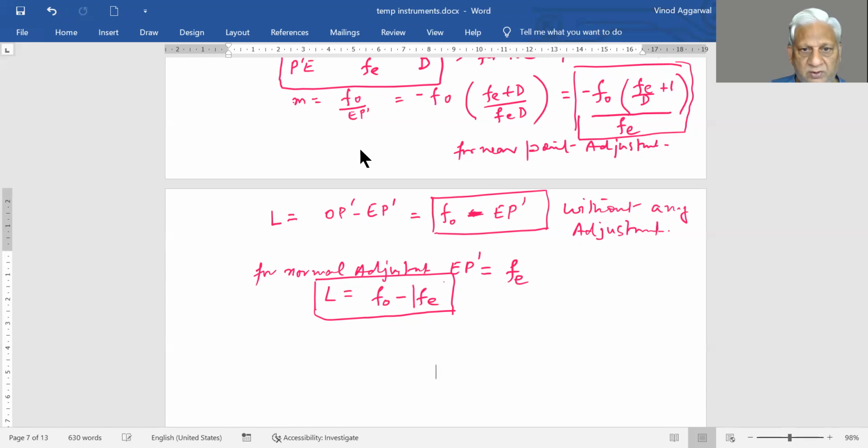We take a modulus of this because FE actually will be negative. So geometrically, the distance is focal length of objective minus the focal length of eyepiece. But without taking sign convention, we make it mod, so that even if we take sign convention, the geometrical distance remains this minus this.